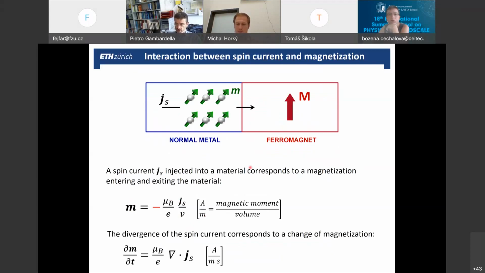So this reflection of spins, this transmission of spins, essentially induces a non-equilibrium magnetization at the interface between a normal metal and a ferromagnet. This is also called a spin accumulation. Okay, and the divergence of the spin current corresponds to a change of this non-equilibrium magnetization.